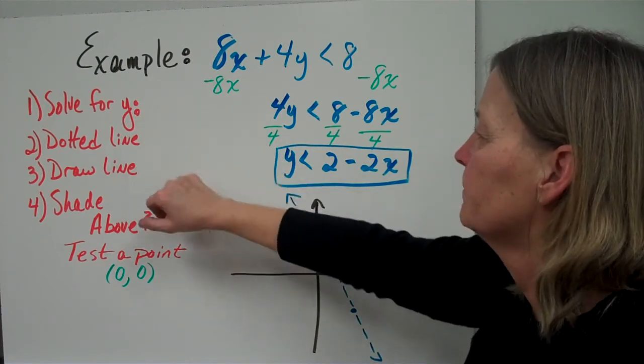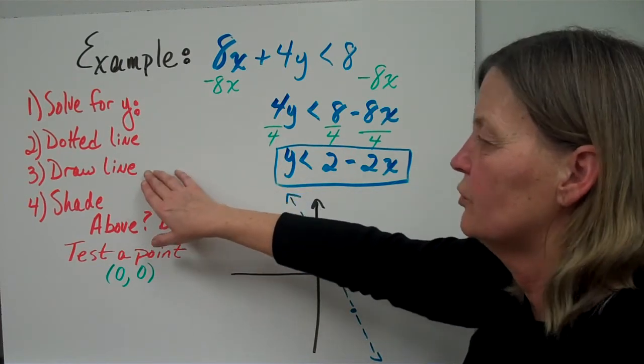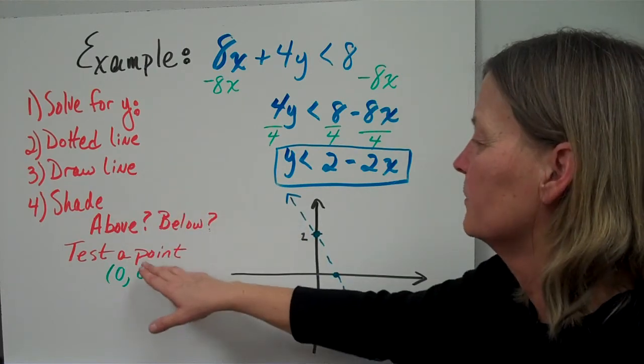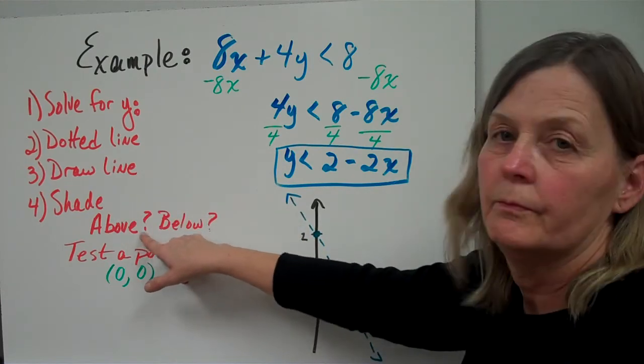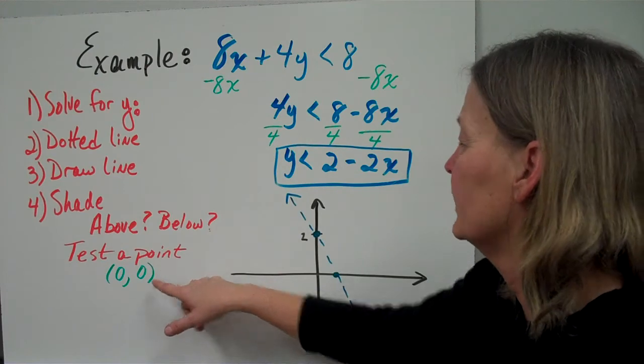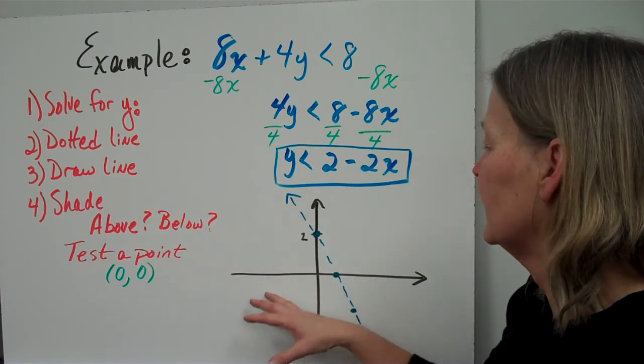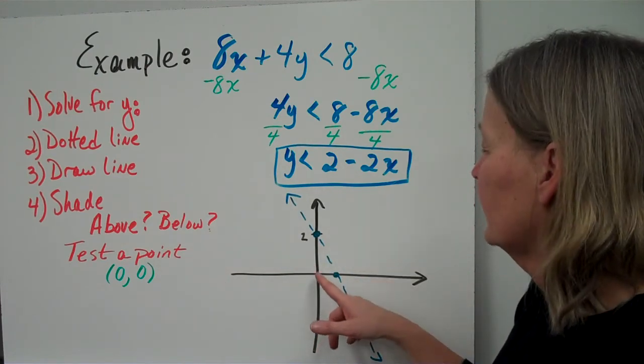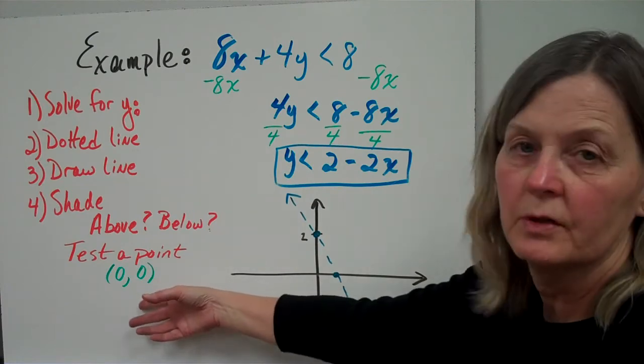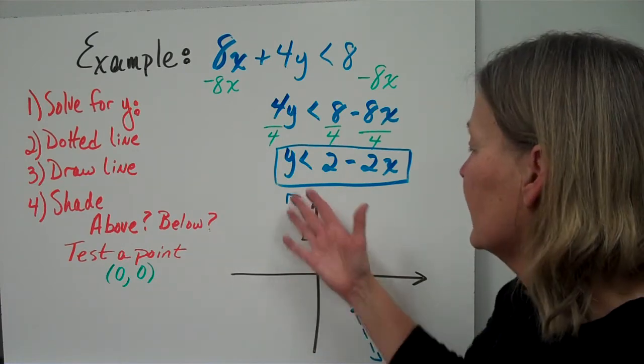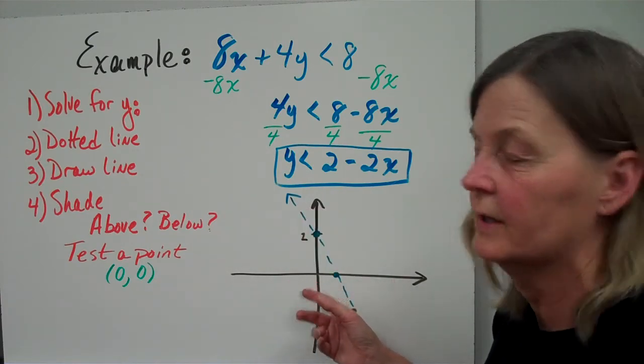We solve for y, decide on a dotted line, draw the line. Now let's talk that shading. Rather than try above, below, let's test a point. I chose a point on either side of the line. I chose 0, 0. Simple numbers to work with, and it is not on the line or very close to the line.